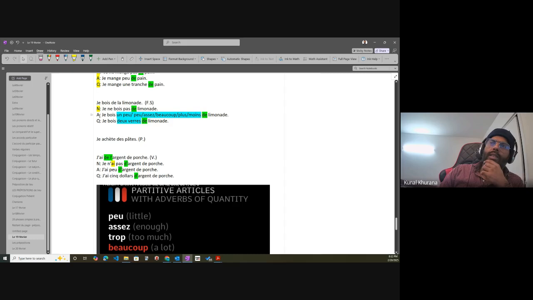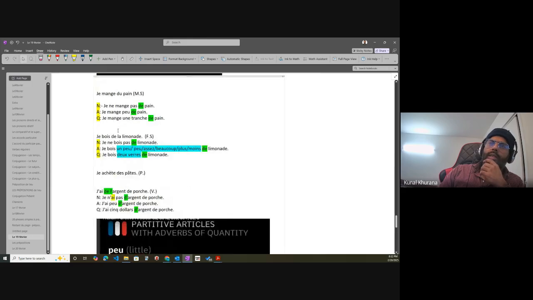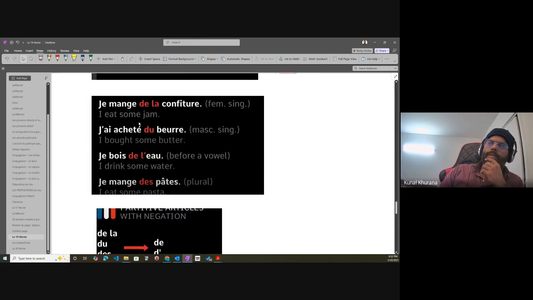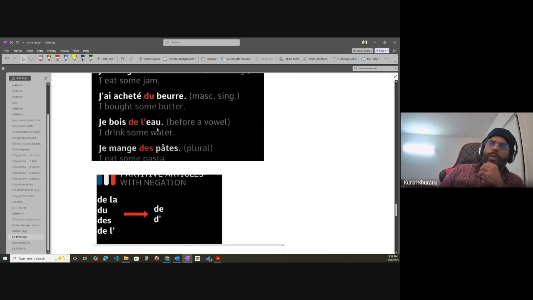Exactly. So that's why we are discussing the three cases where the partitives change to de. First of all, we learned that. Another example, je mange de la confiture, I eat some jam. J'ai acheté du beurre. Je bois de l'eau, I drink water. Some will come here, some water.